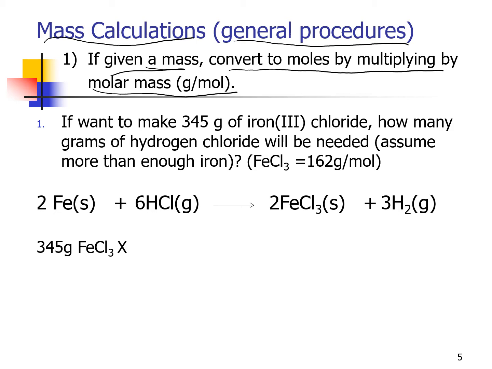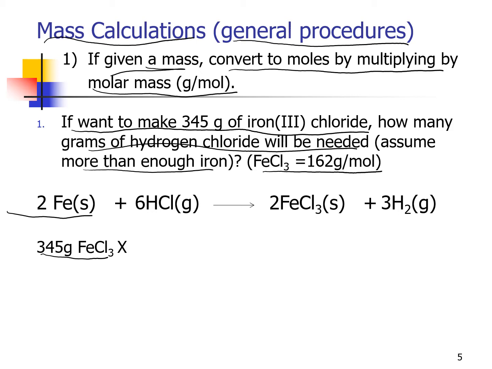In this example, we want to make 345 grams of iron chloride. How many grams of hydrogen chloride will be needed based on this chemical reaction? We are going to assume that there is plenty of iron available. We start with our given, which is 345 grams of iron chloride. We're going to use the molar mass, which is given to us, to do the conversion. So we'll just set this up so that the units will cancel.